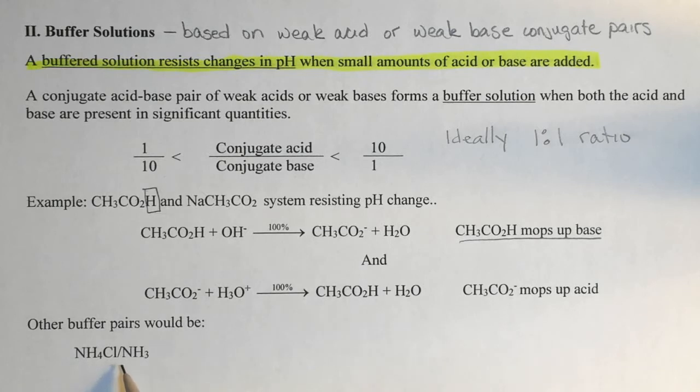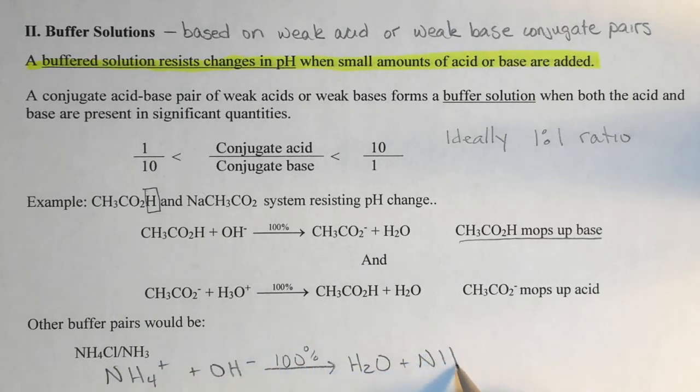Here's the ammonium chloride ammonia pair. The two reactions that would take place is the ammonium ion would react with hydroxide ion to form 100% H2O plus NH3. The ammonia portion, NH3, will react with any added hydronium to produce NH4 plus the ammonium ion and H2O.